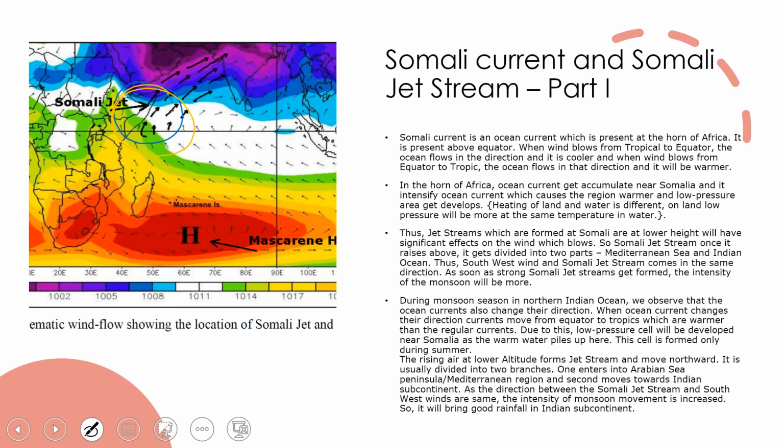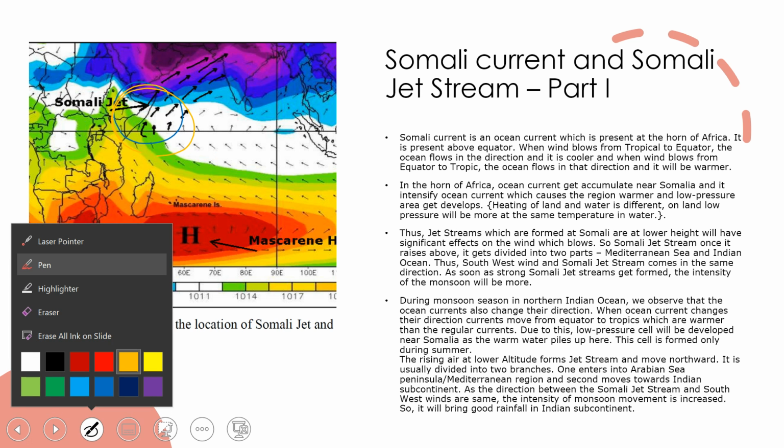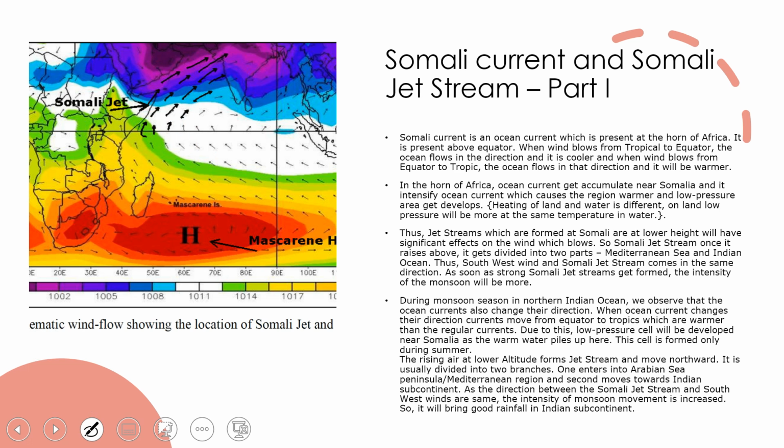Now in the Horn of Africa, in this region, we will see all the colors are the same. So in the Horn of Africa, the ocean current gets accumulated near Somalia. Here it will be accumulated, Somalia, and it intensifies the ocean current, which makes the region warmer, and a low pressure area develops.